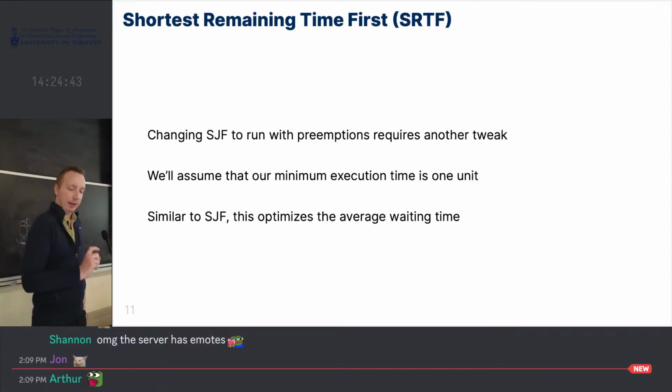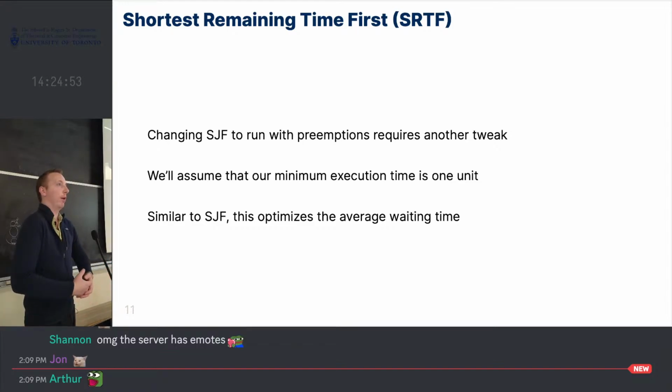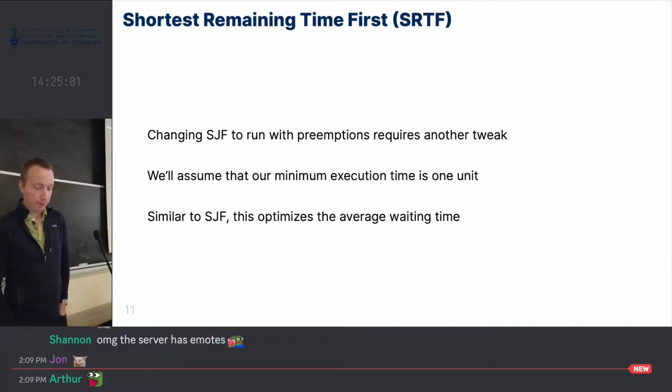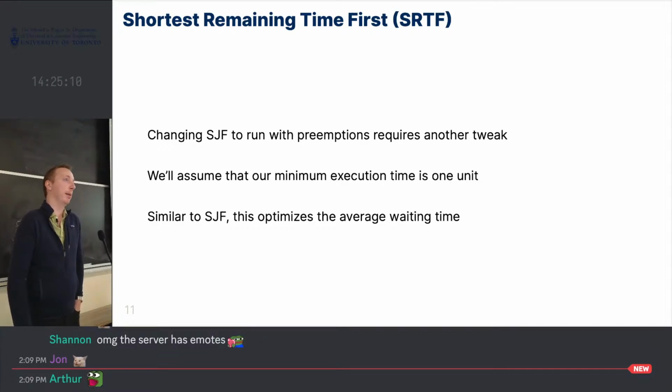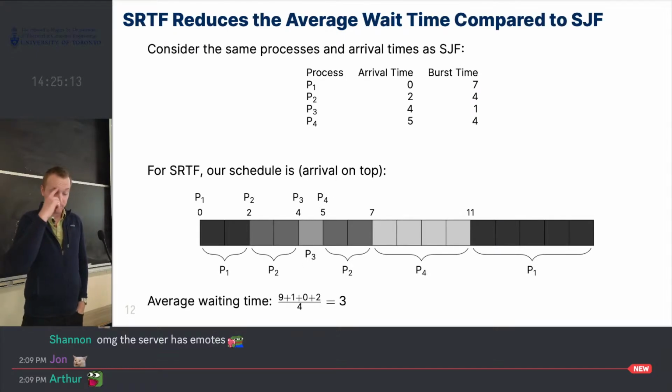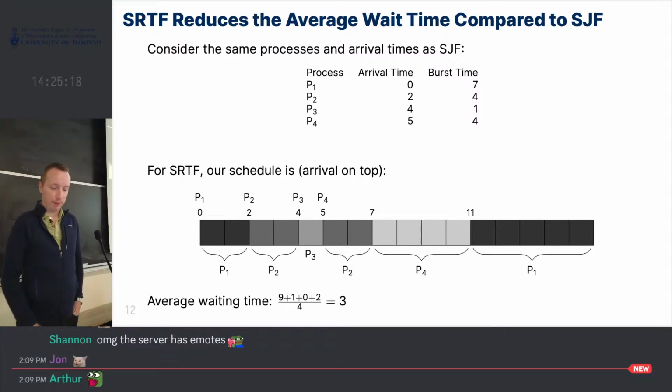So we can tweak it slightly if we want to add preemptions to the mix. Shortest remaining time is that tweak. So we just add preemptions, and then we will schedule the process with the shortest remaining time left. Again, we're just going to assume the minimum execution time is 1 time unit just to make our lives easier. This will also optimize the average waiting time, but still have that starvation issue. So here is what it would look like for that same schedule, but now we have preemptions.